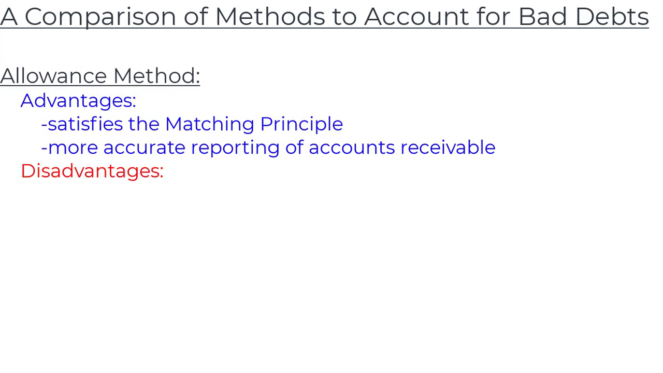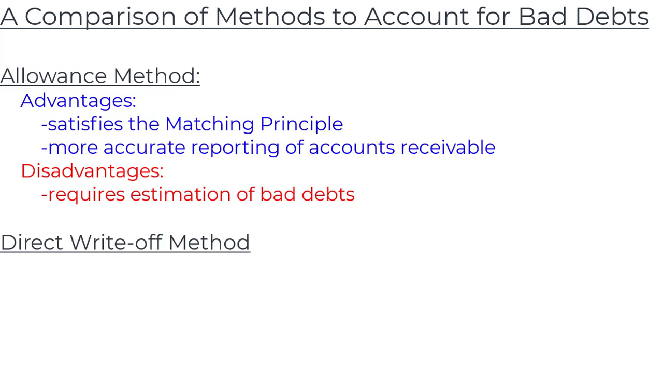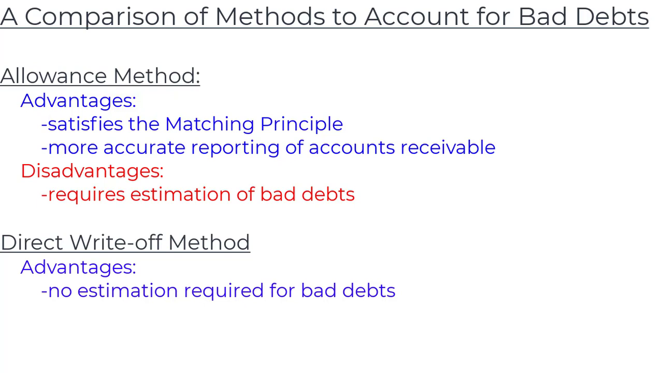The main disadvantage of the allowance method is that the company needs to estimate the allowance for doubtful accounts, including deciding which method of estimation is appropriate, which can take extra time and work. For the direct write-off method, the main advantage is that no estimation of bad debts is needed. This makes accounting much more simple. Bad debt expense will be recorded only when an account is determined to be uncollectible.